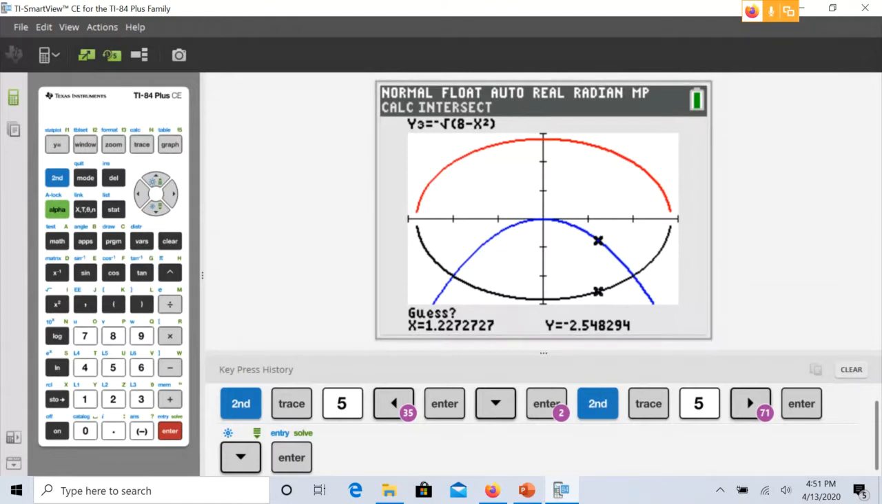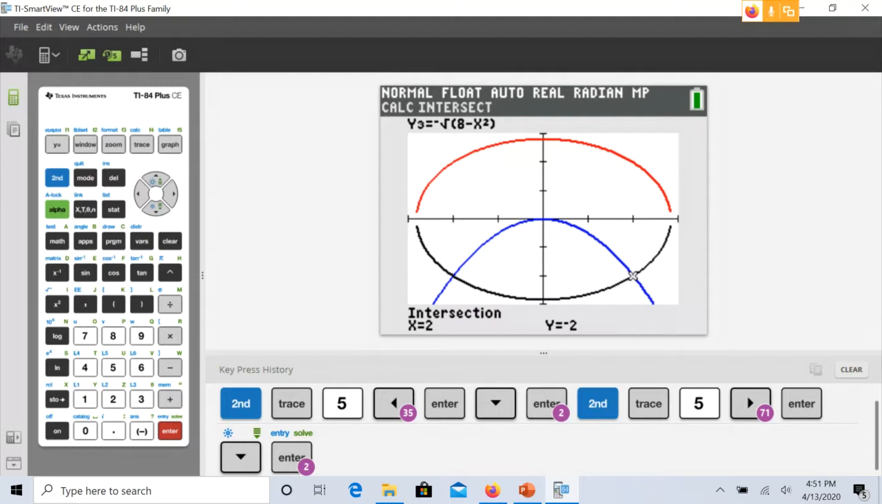And then the calculator is going to say guess. Go ahead and hit enter one more time, and it should give us the other intersection point, which would be at 2, -2. So we have both coordinates now that we found in the previous example.